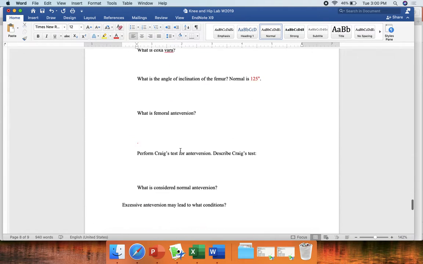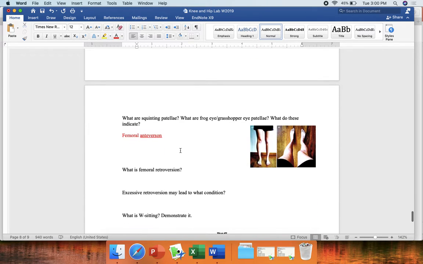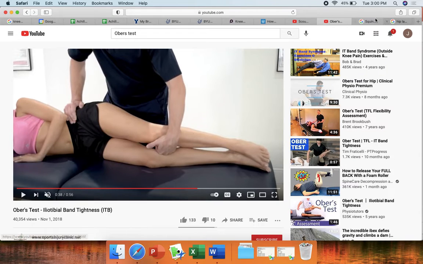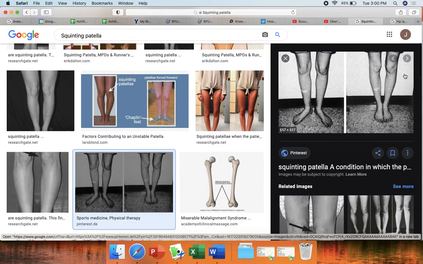And then just scrolling through, I believe, this last one. Yep, I believe that was about it. The last one: what are squinting patella? Frog eye or grasshopper eye patella, femoral anteversion. So I've got an image for this here. This is a good image of squinting patella. This would be more of a frog eye patella.